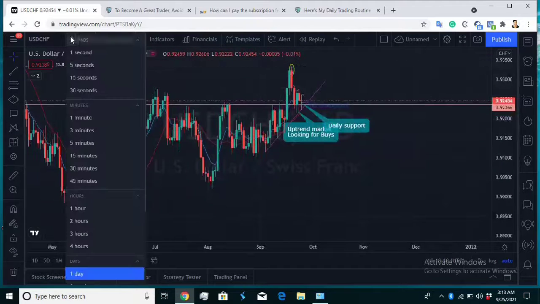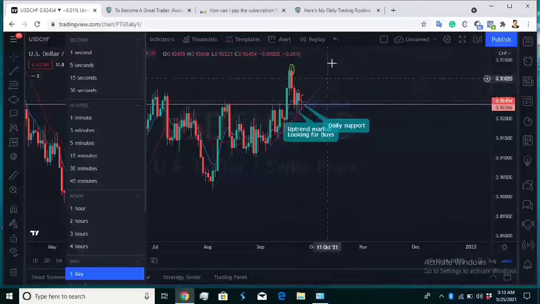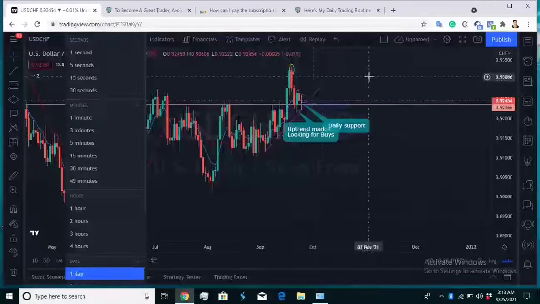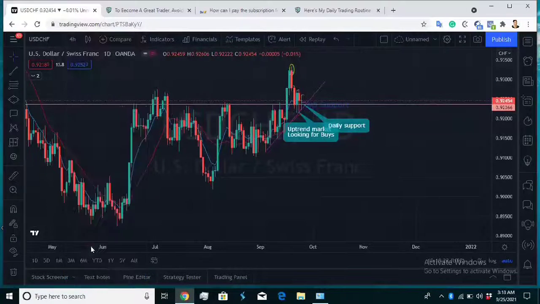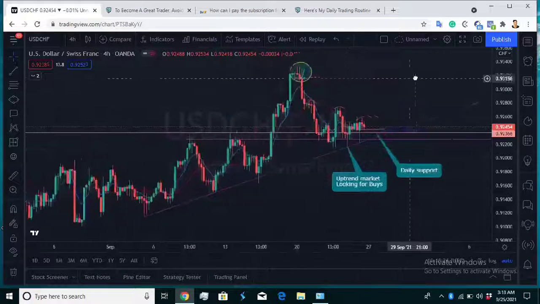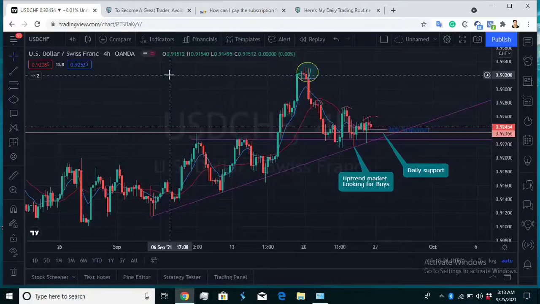So that's what we're seeing right there, and it makes me think in the direction of a buy. I think that the market is actually going to go for a buy in this coming week. So I'm going to go look at the 4-hour time frame. This is actually my time frame that I carry out my analysis on.